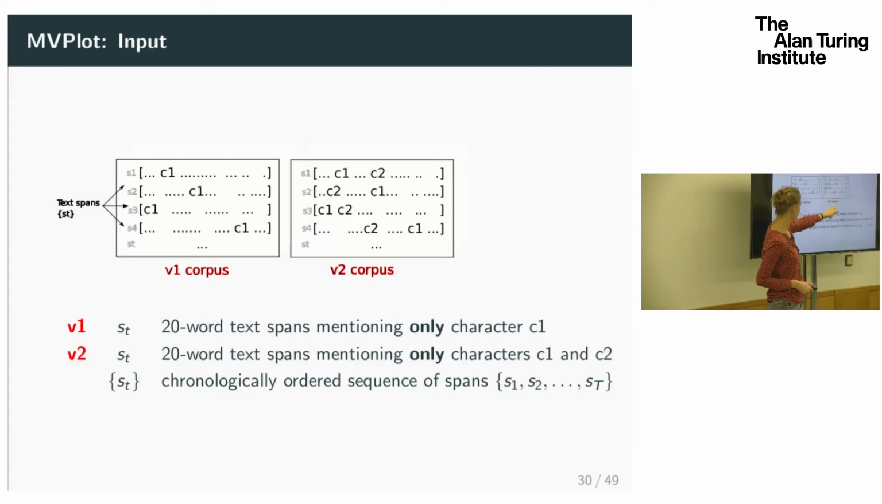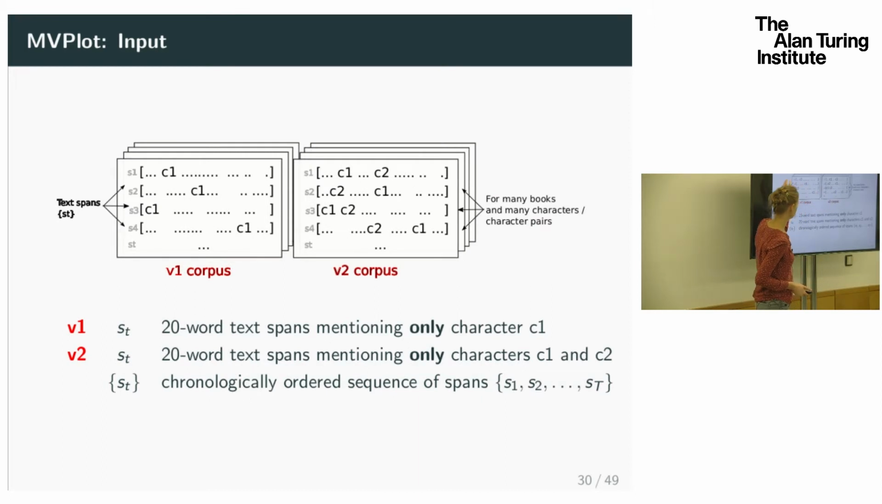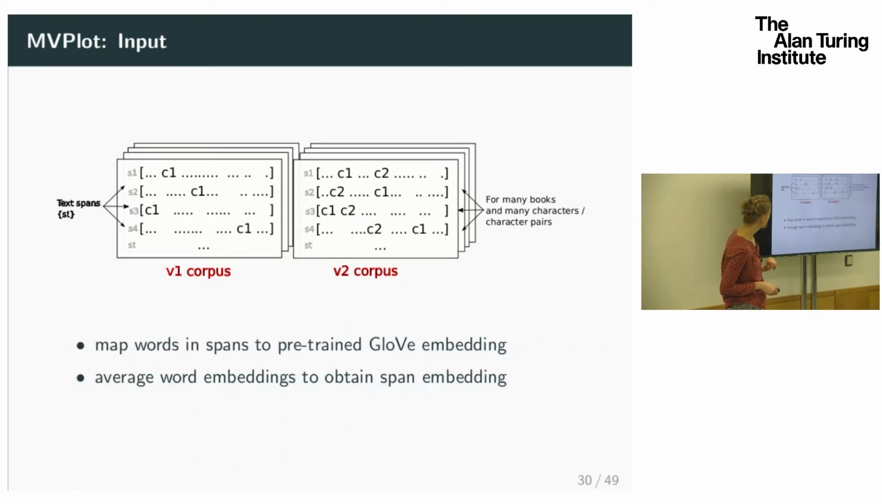We have a separate input corpus for the relation view, where we look at similar local text spans which mention two characters whose relation we are interested in within local context, but no other character. And again, they are chronologically ordered. And we don't only look at one character and one relation pair, but at many, many individual characters and many, many character pairs from many books, and all the pairs and characters in those books. So we get two separate view-specific input corpora. We map all the words in our corpora to pre-trained word embeddings, and in order to get a span-level input for our model, we average the word embeddings for all the words in that span.